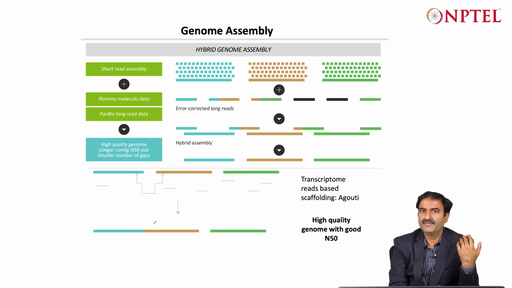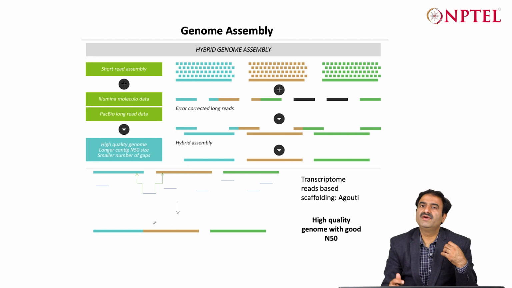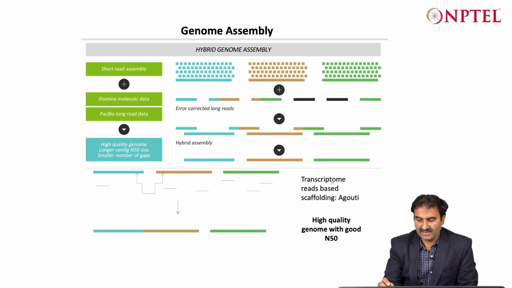Because a transcript also contains reads from the genic regions, right, that can again be mapped to the genic regions to fill the gaps, or basically to any genomic region. So this will also help you improve the assembly quality. So transcriptome assembly by Agouti can be done, and then either the assembled transcriptome or the reads from that can be used for the hybrid genome assembly.